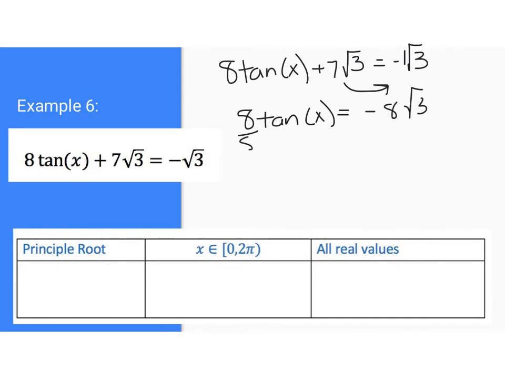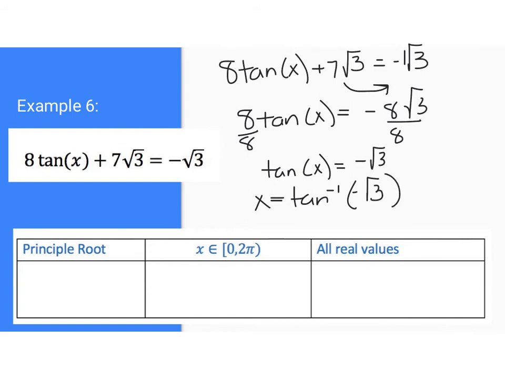From here, we're going to isolate the tangent. So we're going to divide both sides by 8. Those 8s cancel out, just leave you with a root 3. And then we're going to solve for x by taking inverse tangent of negative root 3. For this one, it did only give me one answer, so I can find the principal root.